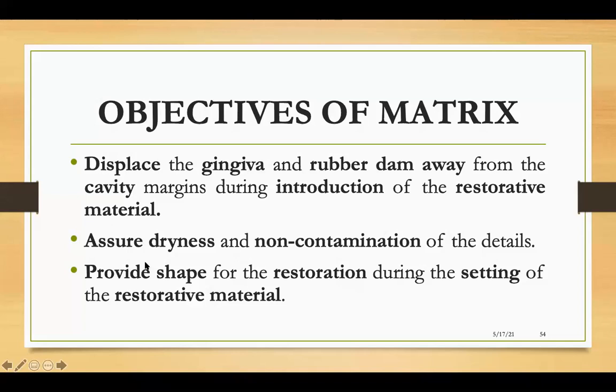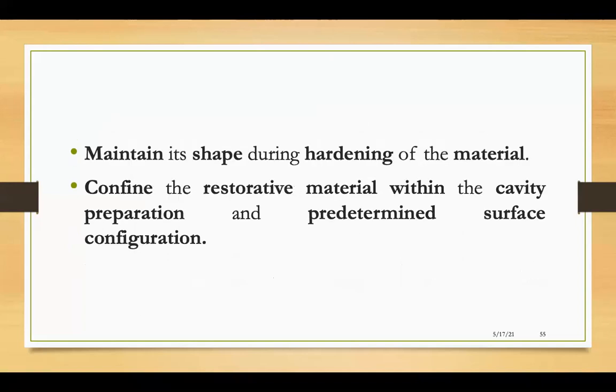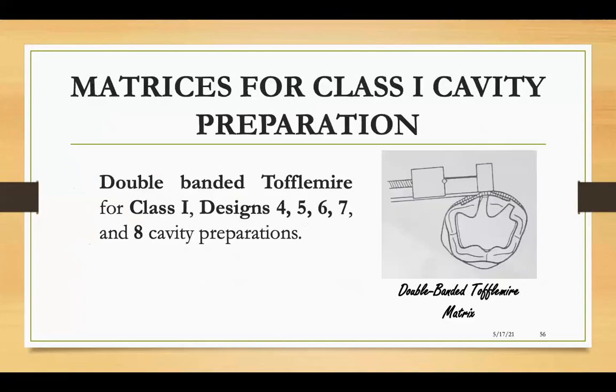Most of you, if we ask you in the Viva, will just say it has to provide the shape of the future restoration. Please know there are other objectives as well. It has to maintain its shape during hardening of the material. It has to confine the restorative material within the cavity preparation and predetermined surface configuration.